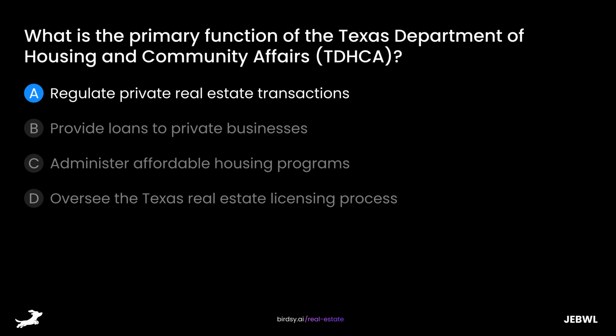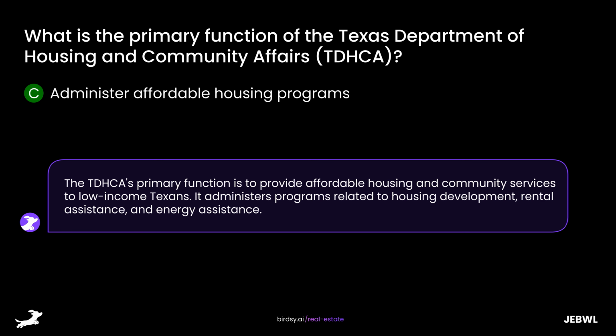Is it A, regulate private real estate transactions, B, provide loans to private businesses, C, administer affordable housing programs, or D, oversee the Texas real estate licensing process? The answer is C, administer affordable housing programs. The TDHCA's primary function is to provide affordable housing and community services to low-income Texans. It administers programs related to housing development, rental assistance, and energy assistance.